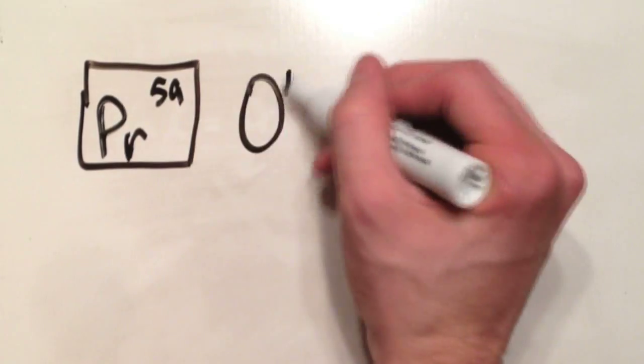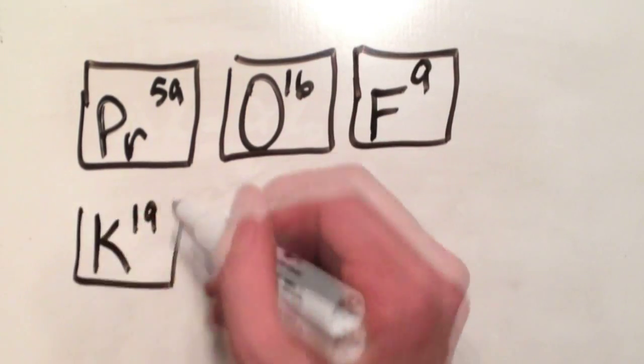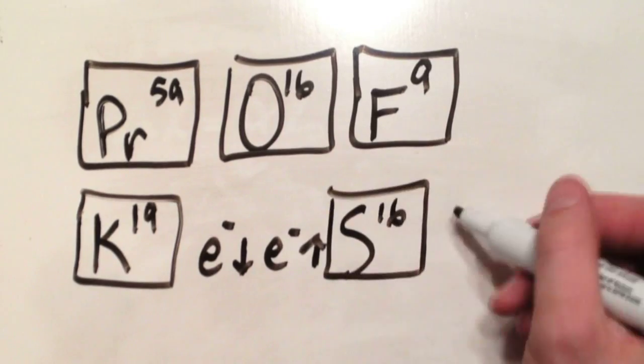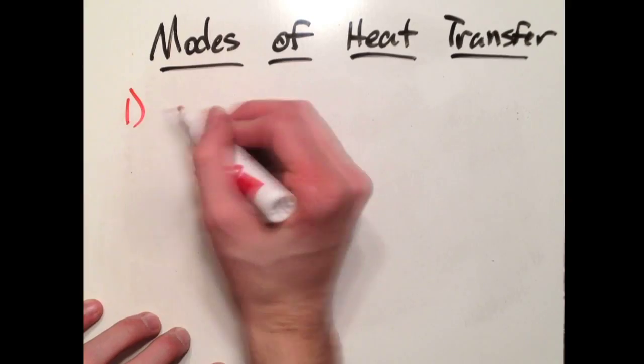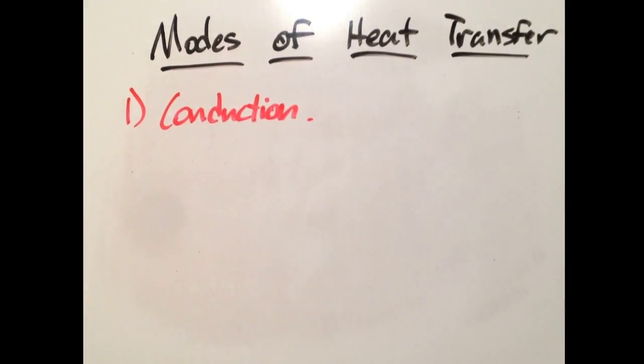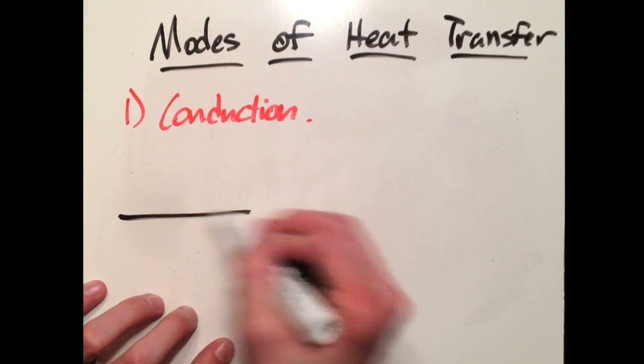You ever wonder how heat moves from one object to another? Well, in this video tutorial, we're going to talk about how heat transfers. The first type of heat transfer is conduction, which is basically taking something hot and touching it to something else.